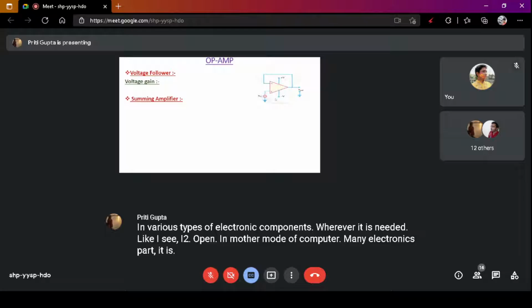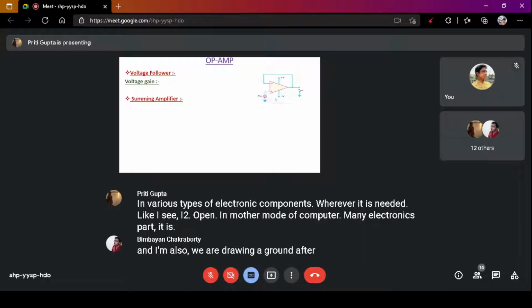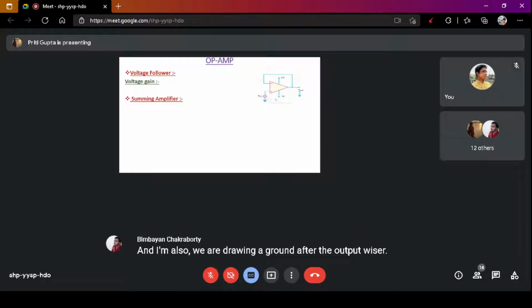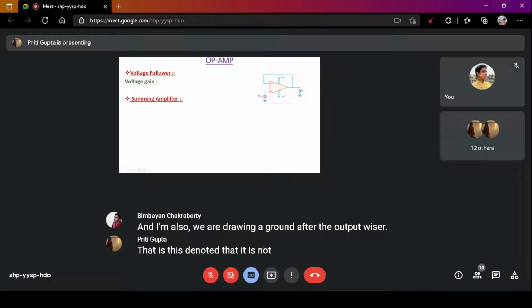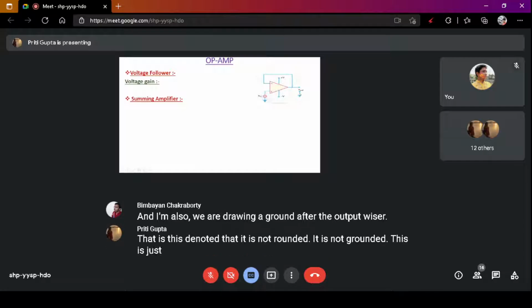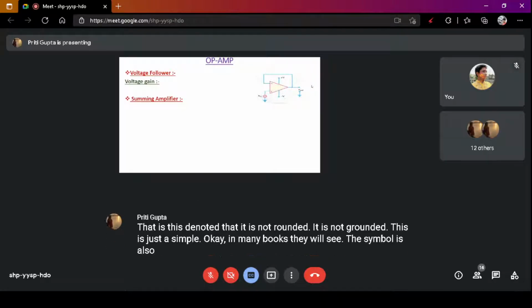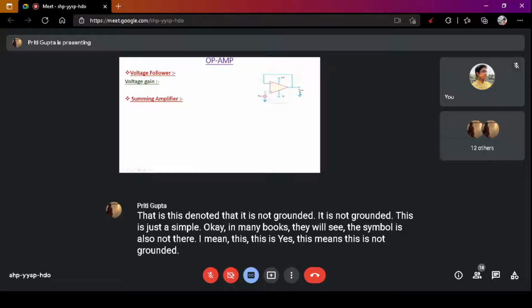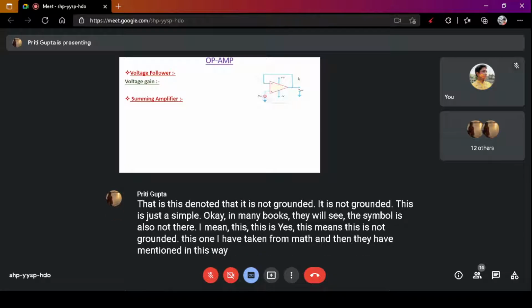And ma'am, also we're drawing a ground after the V output. Why is that? That is just denoted that it is not grounded. This is just a symbol. In many books, you will see the symbol is also not there. This one I have taken from Mehta and Mehta. There they have mentioned it in this way. In Boylestad, you will see that they have taken a simple output.